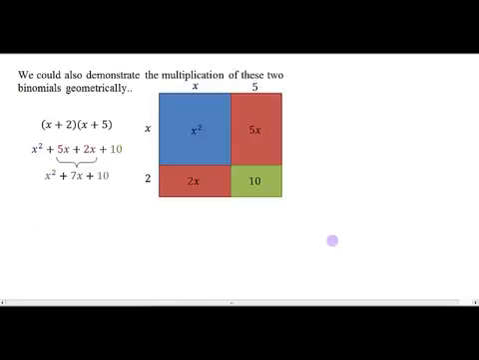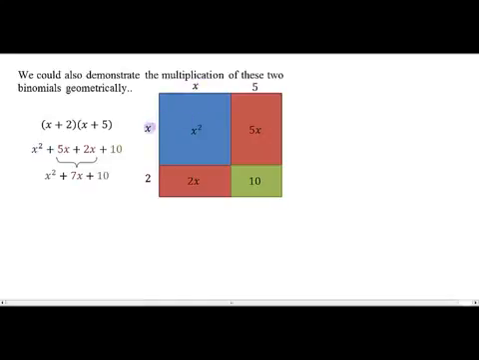We could also demonstrate the multiplication of these two binomials geometrically. Here I have a square that is lengths x and x. Here I have an extra 5 added on and an extra 2. So this length is x plus 5. This length is x plus 2.